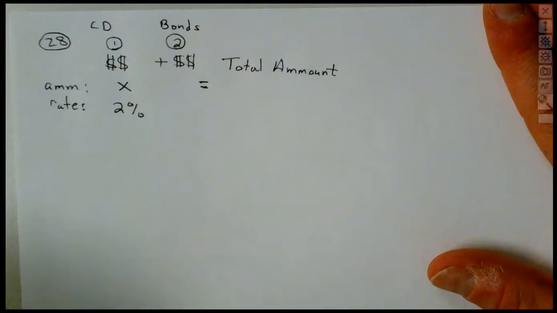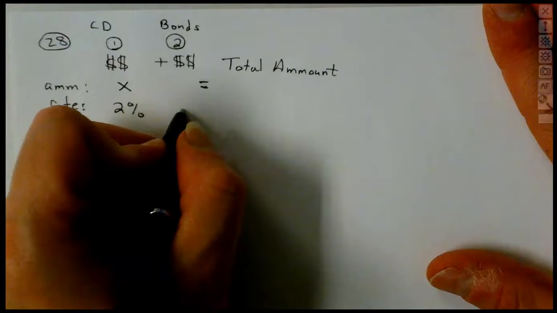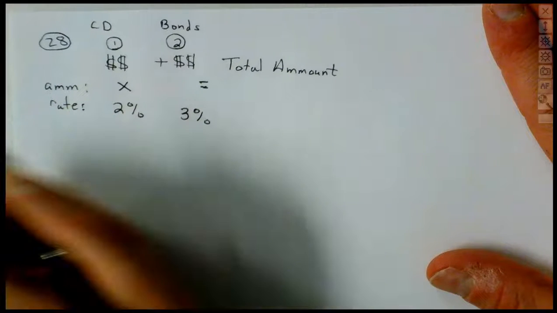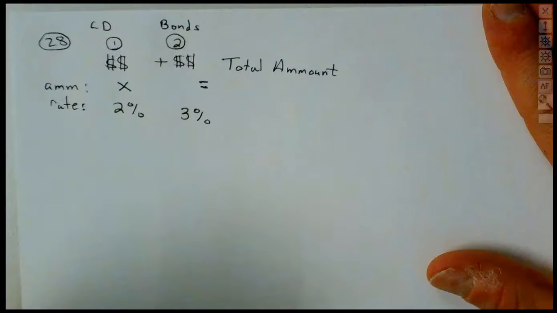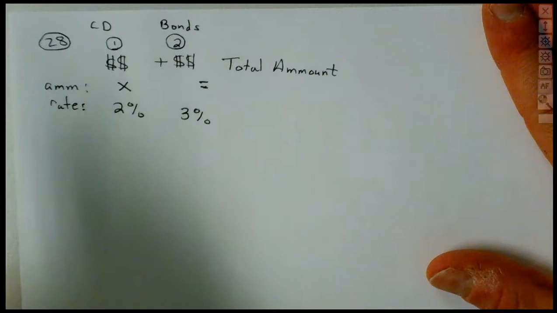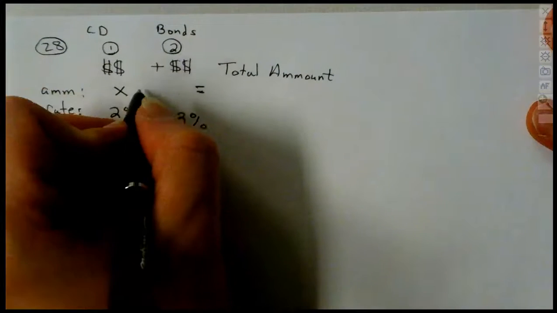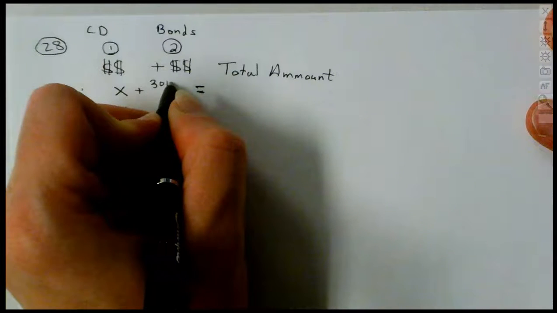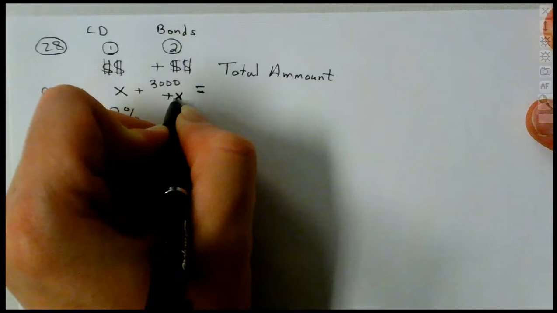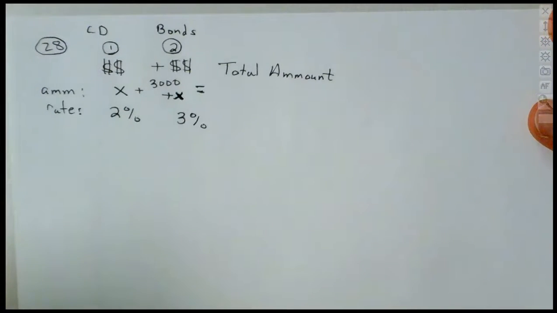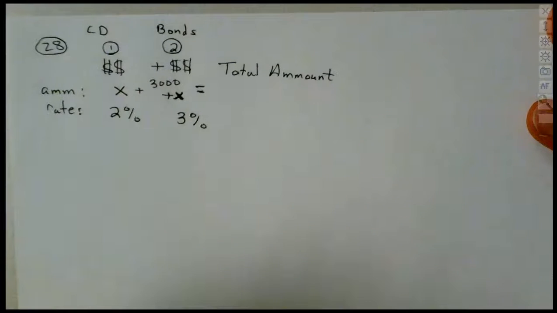Then we come to the bonds. The bonds pay a little bit higher, so the bonds pay 3%. And how much is going to go in that bond account? Well, it says $3,000 more than that amount. Okay, so $3,000 more than that amount. That would be $3,000 plus X. Right? Because $3,000 more than that amount.